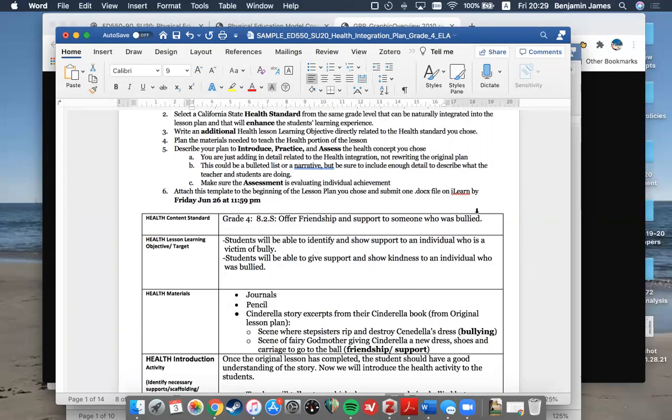And so this is a great example of a standard that would be pretty hard to measure. If you really objectively wanted to measure this, then is a student able to offer friendship and support to someone who is bullied? That means someone would have to be bullied and you'd have to observe and assess their ability to offer friendship and support.